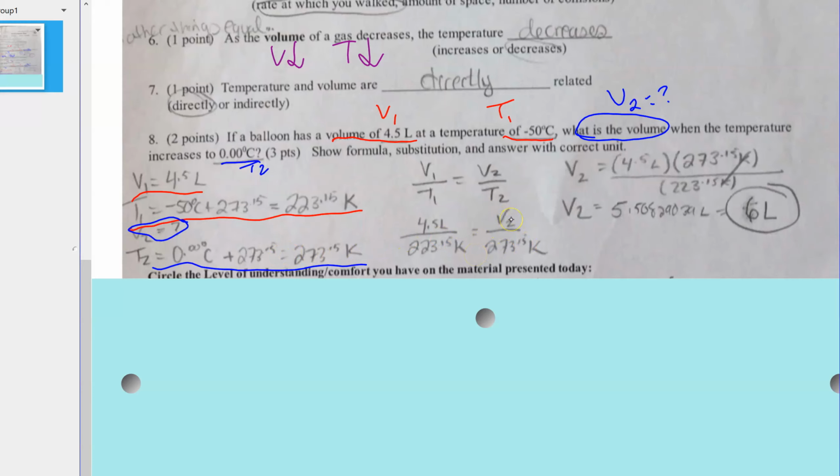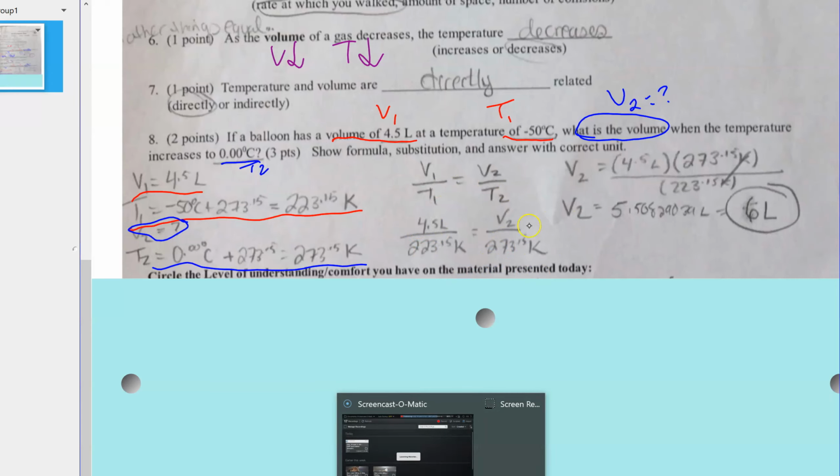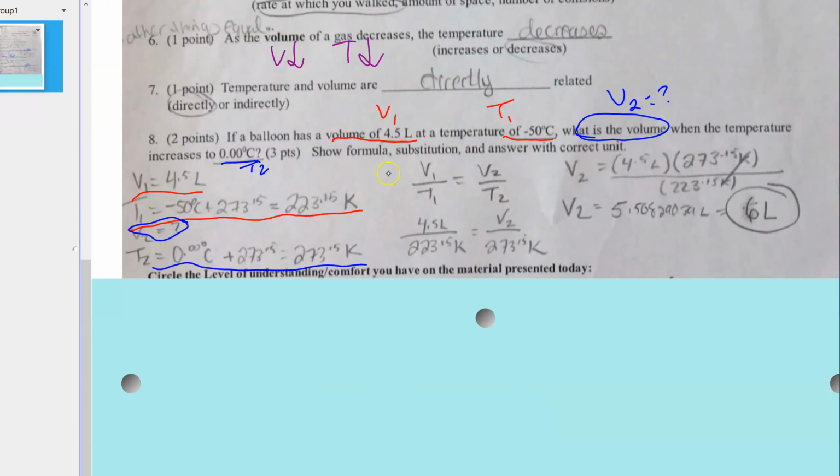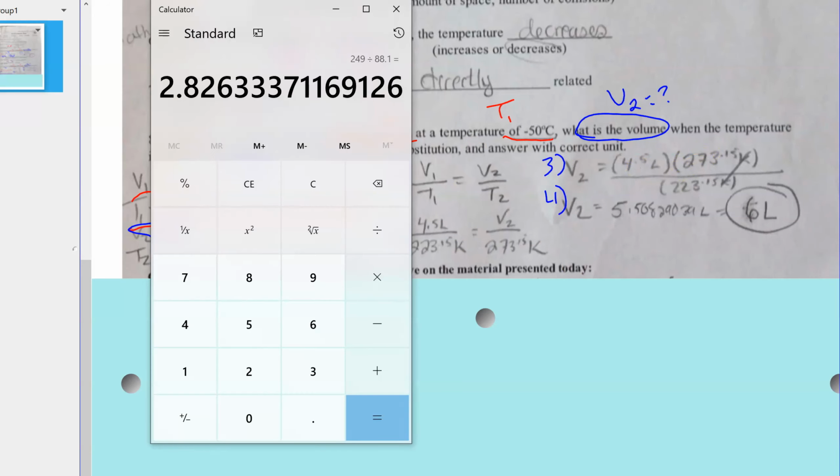How do I get V2 by itself? Do some basic algebra. We've got to multiply this over. So we're going to have in our calculator, so this is how my work goes. This is step 1, this is step 2, this is step 3, this is step 4. So we're just going to multiply that over. It goes into the numerator, and just plug it into your calculator. 4.5 times 273.15 divided by 223.15, and your calculator answer is 5.508.